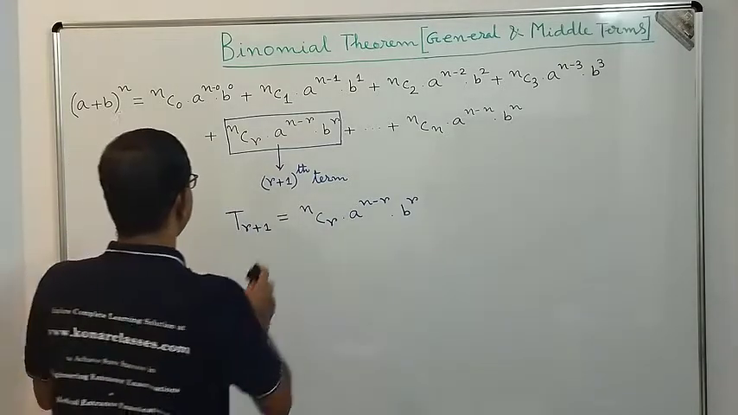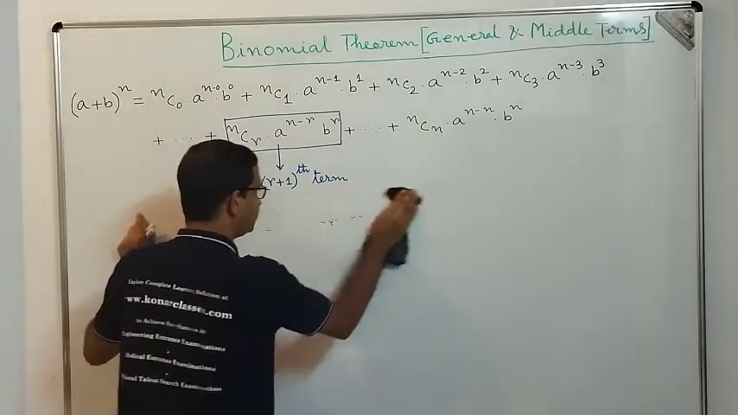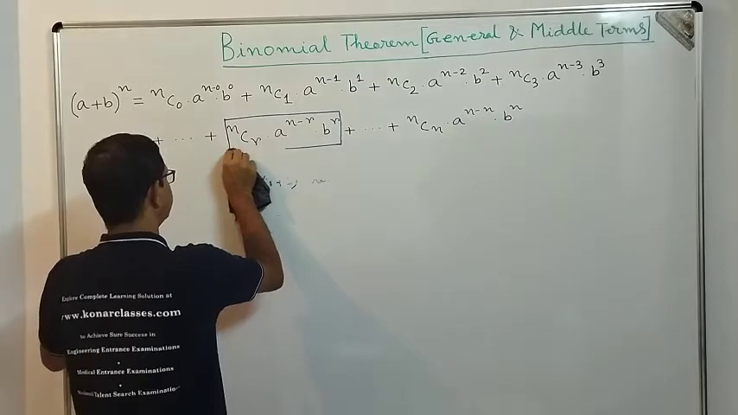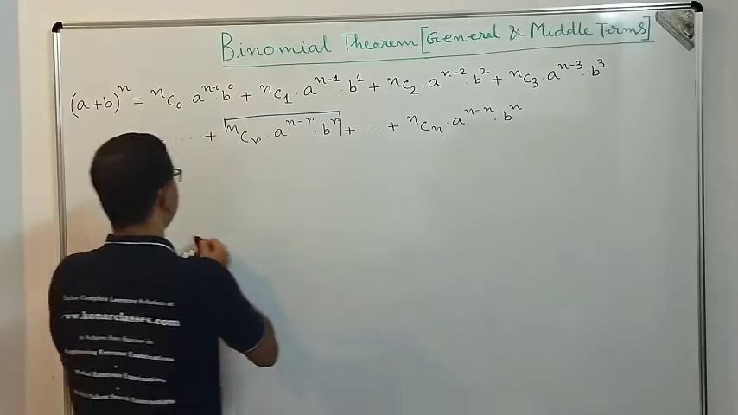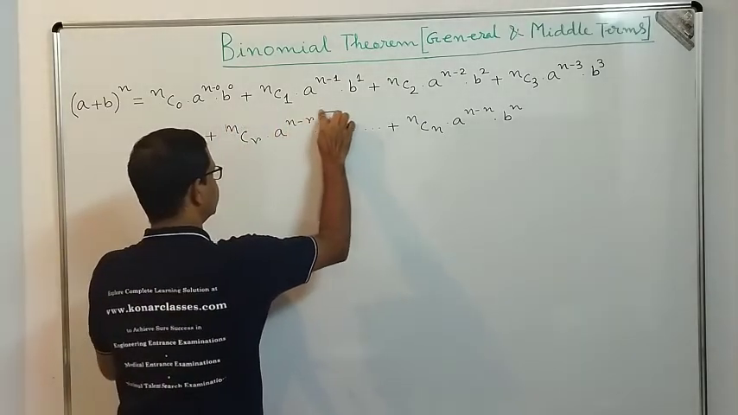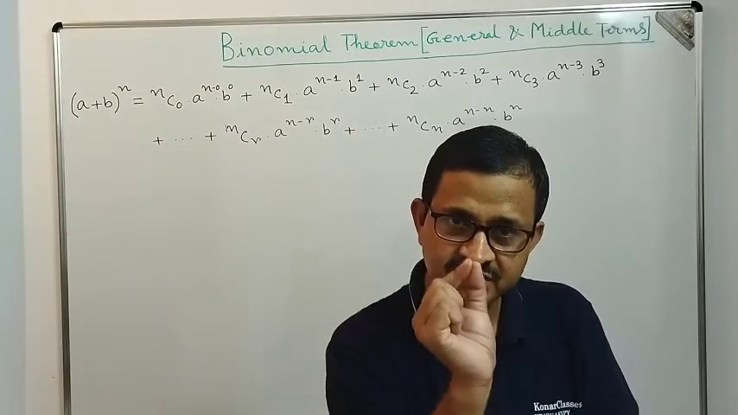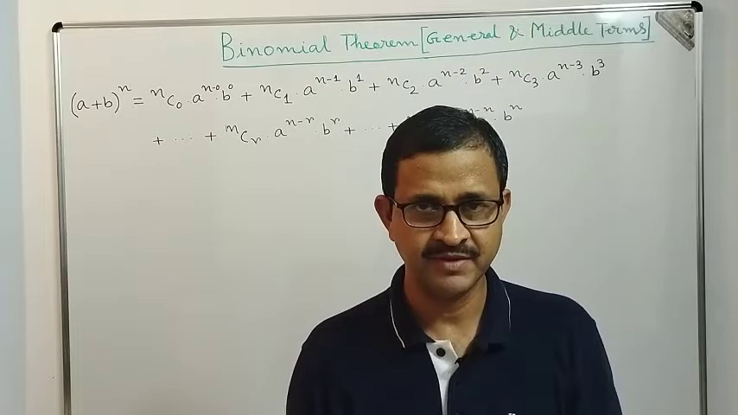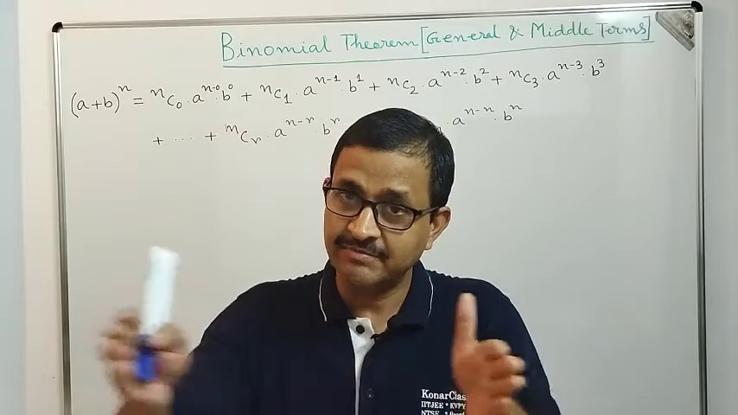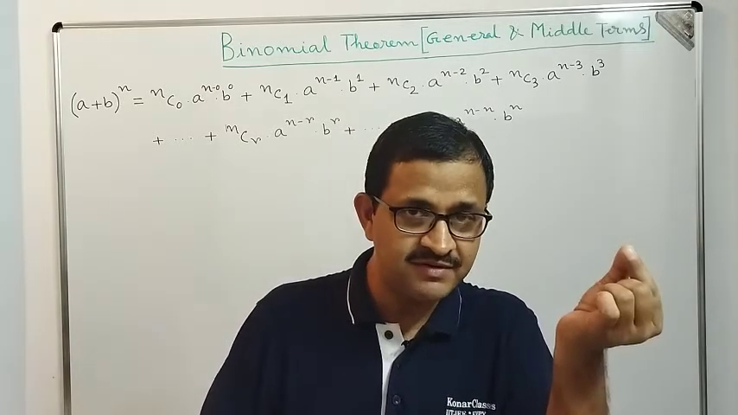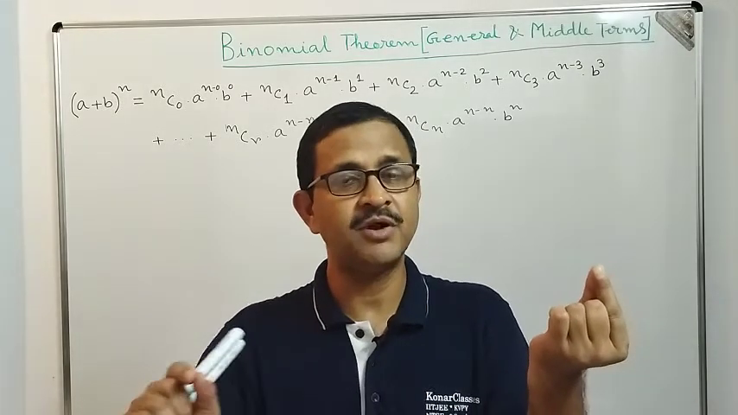So if you look into this entire expansion of (a + b)^n, what we see, dear students, is that there are n+1 terms. Correct? Now which one is the middle term? In that expansion, the one which comes in the middle is known as the middle term. Now, as I said just now, (a + b)^n has n+1 terms. If n is even, then n+1 becomes odd, and if n is odd, then n+1 becomes even.